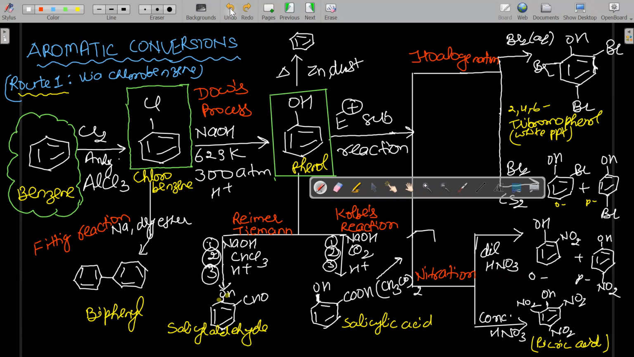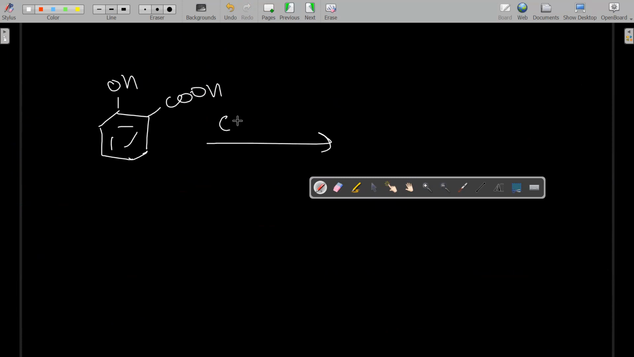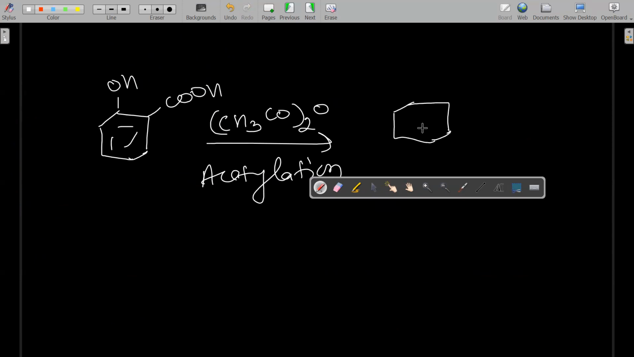Let me write it on the next page so that you can clearly see. This salicylic acid further reacts with acetic anhydride, which is called an acetylation reaction, to form acetoxybenzoic acid, which is also called aspirin.